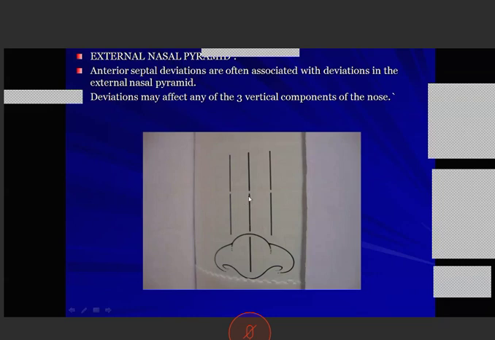Anterior septal deviations are often associated with deviations in the external nasal pyramid. In such cases, you have to correct the external nasal pyramid also, otherwise you may have a change in the external appearance of the nose. So deviation may affect any of the three vertical components of the nose: the bony part, the cartilaginous part, and the caudal part of the septum.